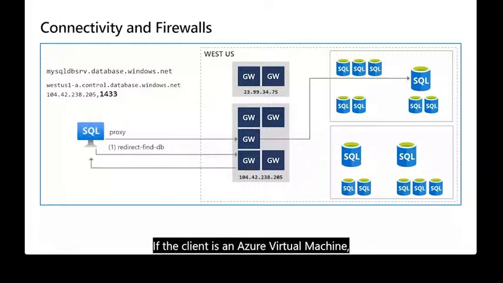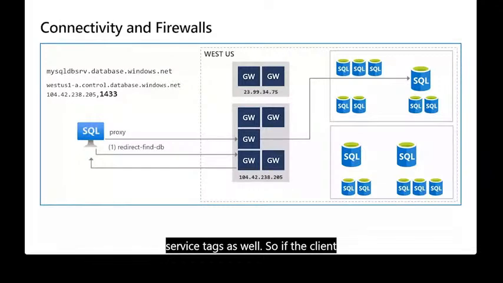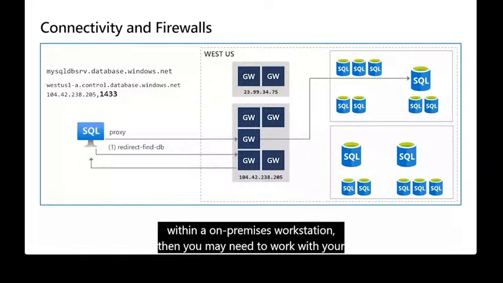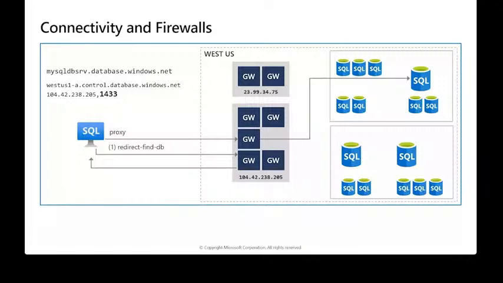If the client is an Azure virtual machine, you can accomplish this using network security groups or NSGs using service tags as well. So if the client is connecting from within an on-premises workstation, then you may need to work with your network admin to allow network traffic through the corporate firewall.